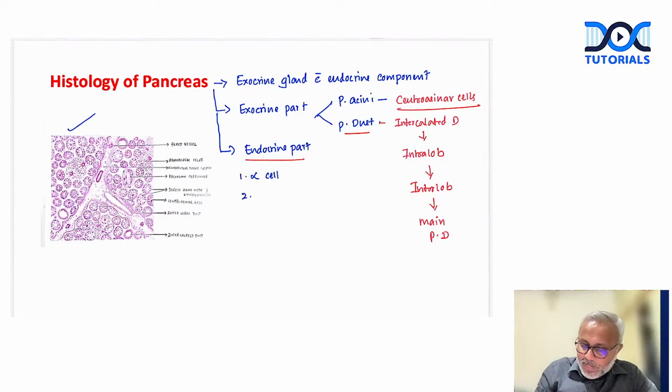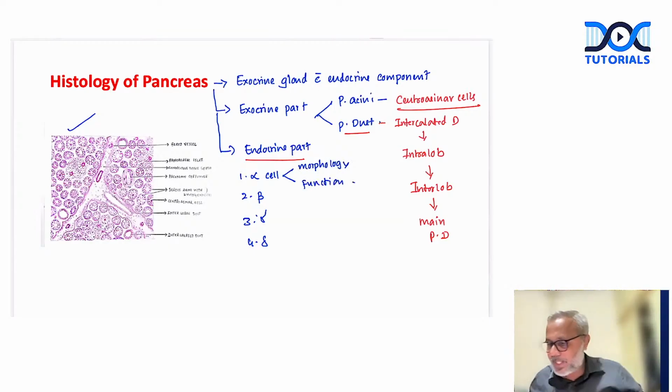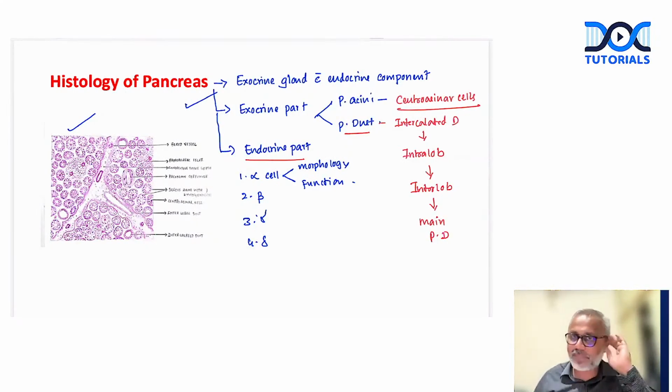Alpha, then we have beta, then gamma, and then delta. For each cell, describe the morphology, how they look, and then what is their function. Imagine if you can write like this, okay? The examiner will not be able to deduct any marks, right? So this is why you should focus on structuring or presenting your histology discussion points, right?